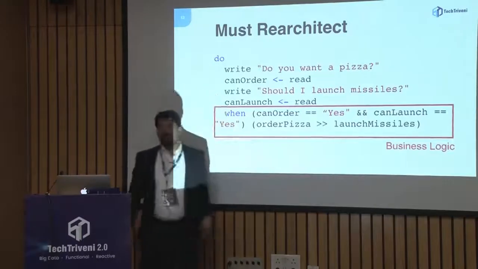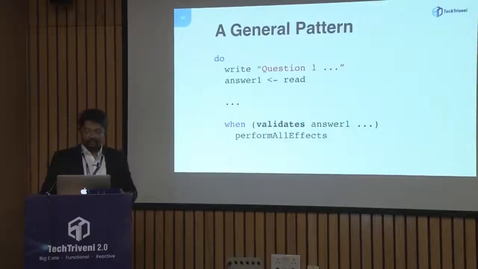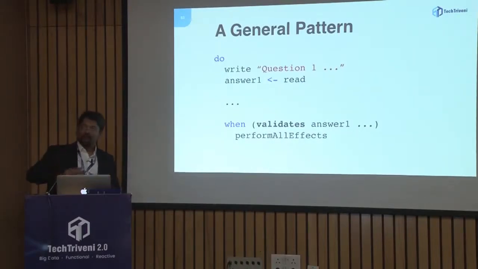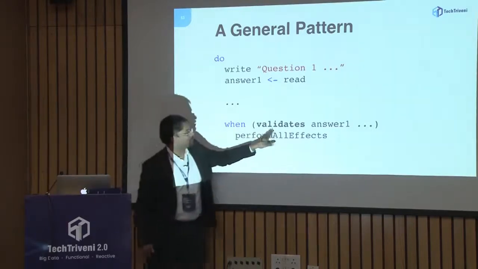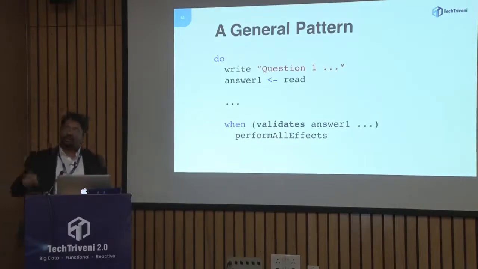And then this is again boilerplate where I'm saying execute both the effects together. Can we abstract that further? So this is what we have, a pattern. We again want to do it on an arbitrary number of effects. We want to ask some questions. We have a function called validate, which takes all those answers and decides whether or not to run the entire effect.